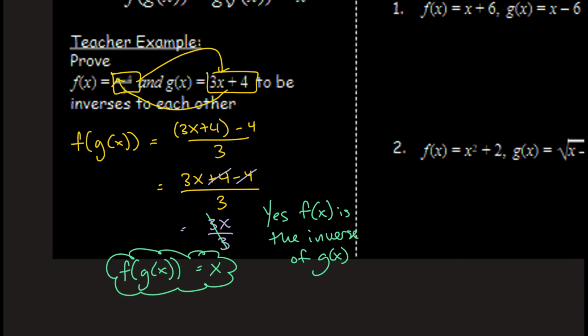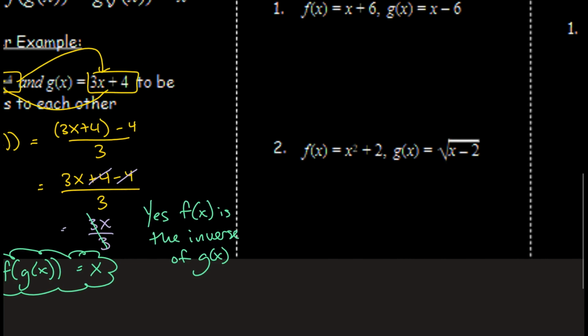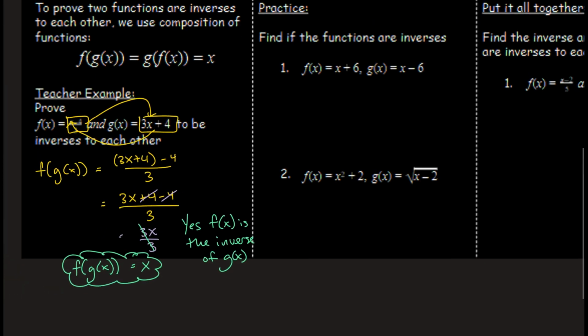Any questions? Any questions there? All right. You guys try to prove that 1 and 2 are inverses. Show me that 1 and 2 are inverses. And if they are, say yes. And if they're not, then say no.